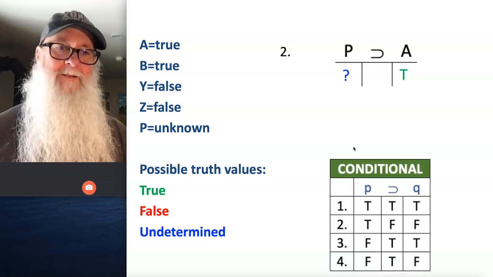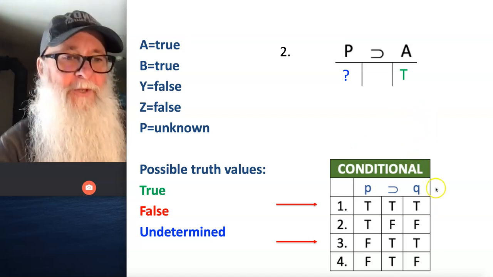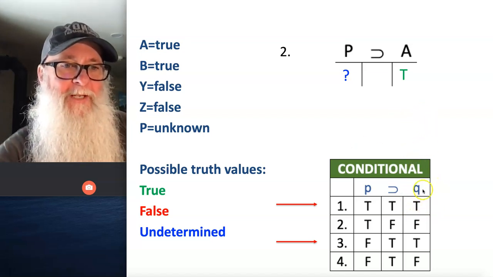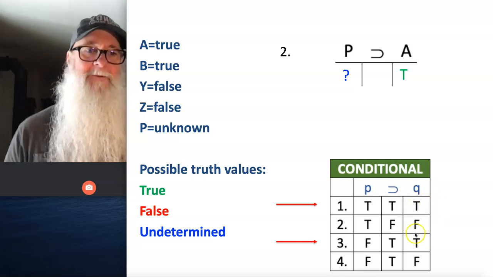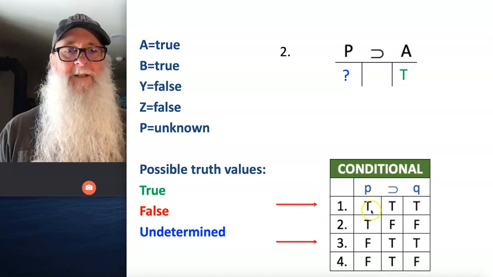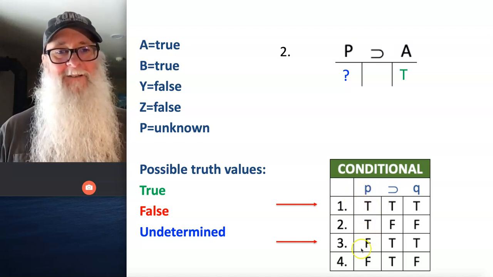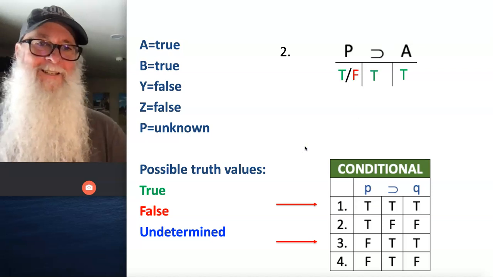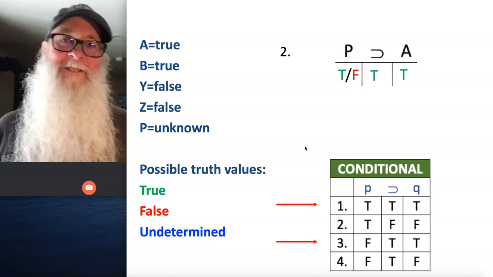We could just look back at our conditional graphic here and look at lines 1 and 3. On lines 1 and 3, the truth value of the statement on the right-hand side of the horseshoe is true. But the truth value of the statement on the left side of the horseshoe is true on line 1 and false on line 3. And notice that on both lines 1 and 3, the horseshoe is true. What does that tell us? It tells us it doesn't matter what the truth value of P is. This statement is always going to come out true.